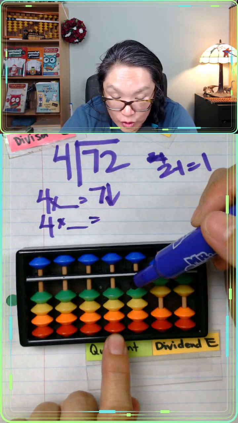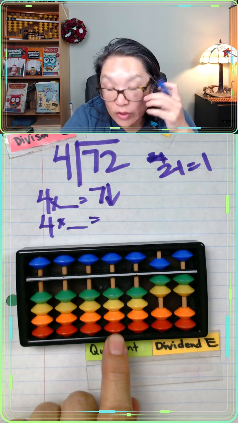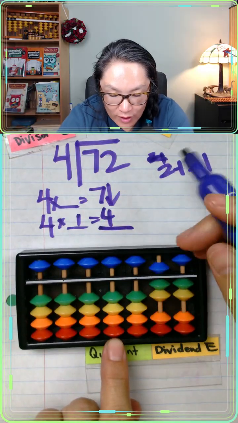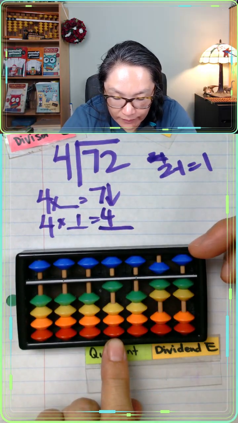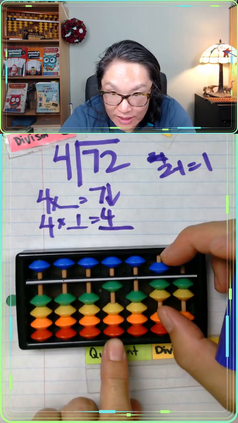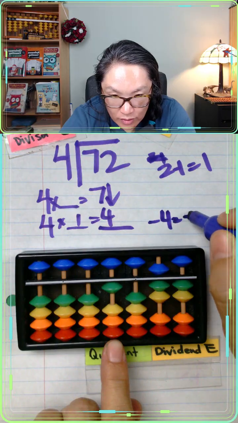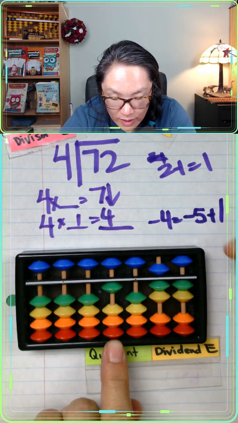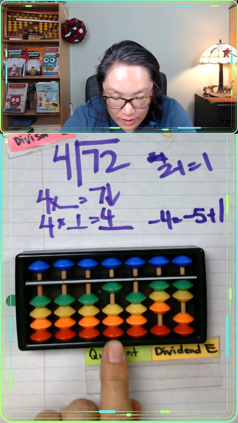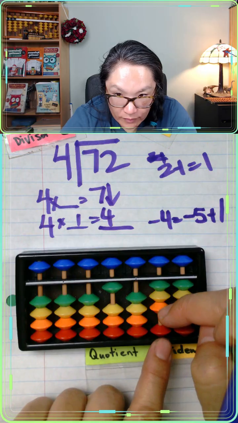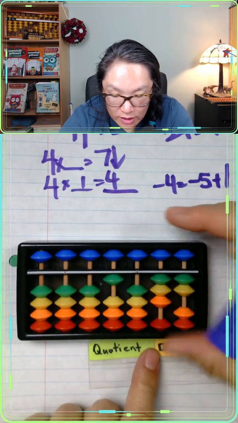4 times 2 is too much. 4 times 1 is equal to 4. 4 is a single digit. Oh, no, wait. Take away 4. How do we take away 4 from here? Minus the 4 is equal to minus the 5 plus the 1. So we're left with 3. So when I look, we have 3.